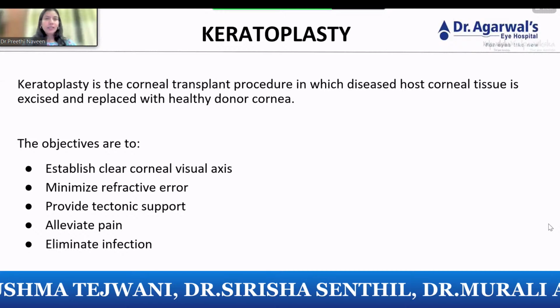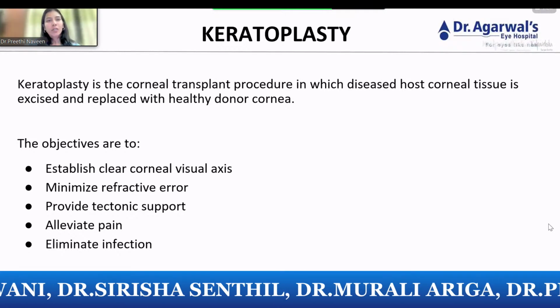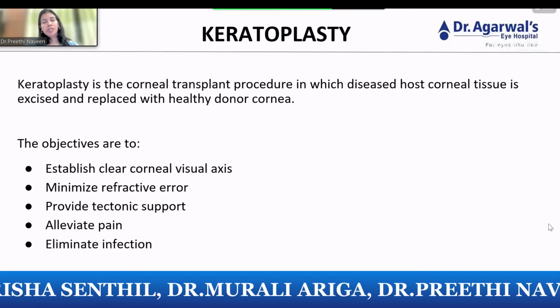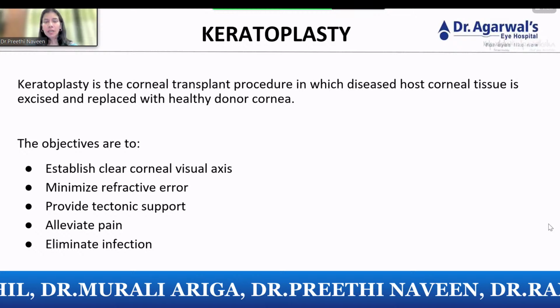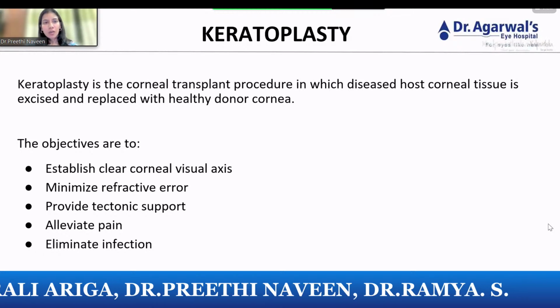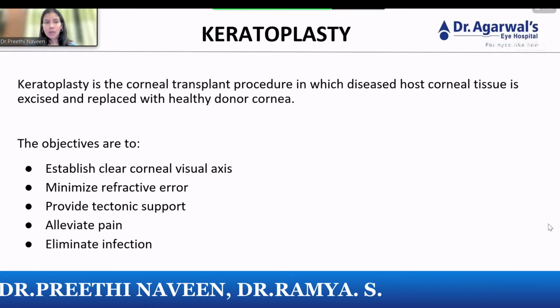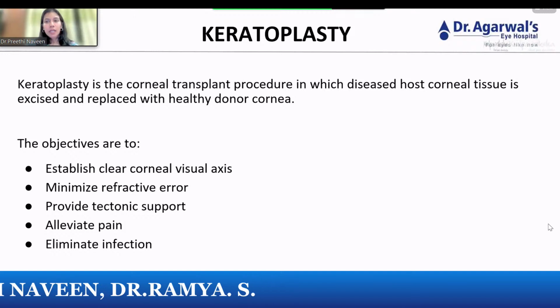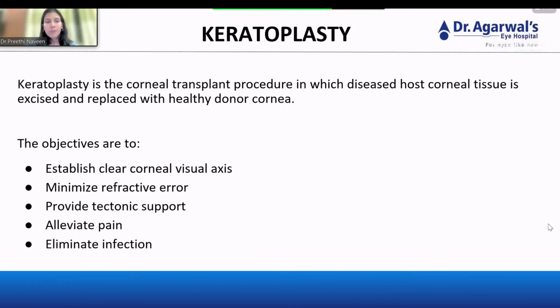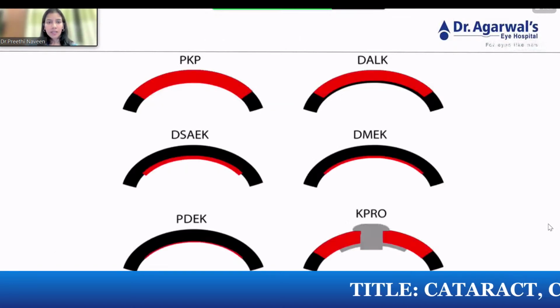So what exactly is keratoplasty? Keratoplasty, as we all know, is a procedure where we transplant the cornea to replace a diseased host cornea with a healthy donor cornea. So why do we do it? The main objectives of doing the procedure are to establish a clear visual axis, to minimize refractive error, provide tectonic support, and for pain relief, and to eliminate the infection.